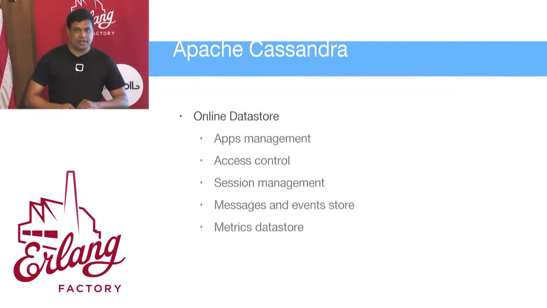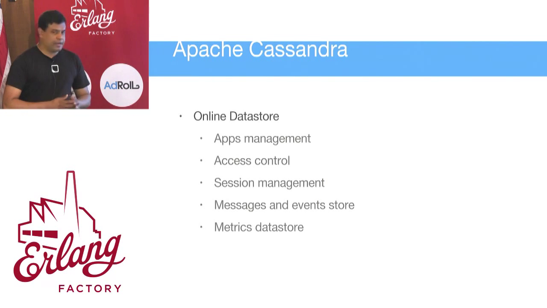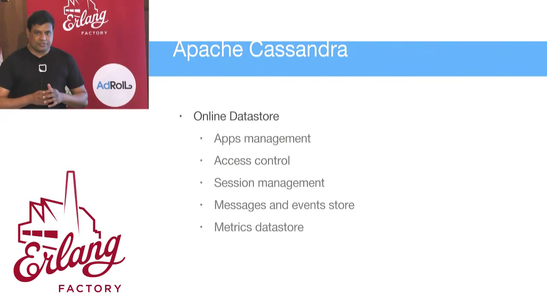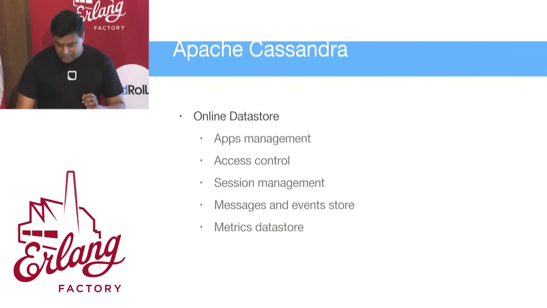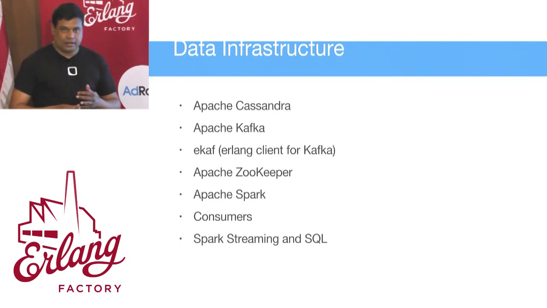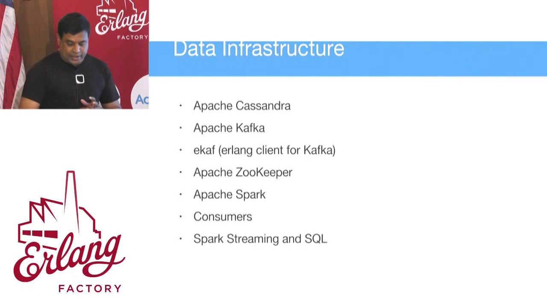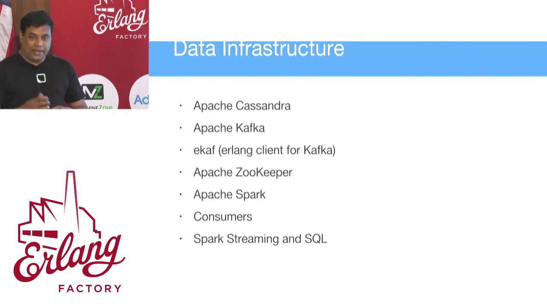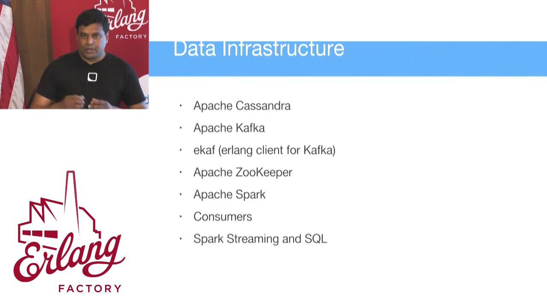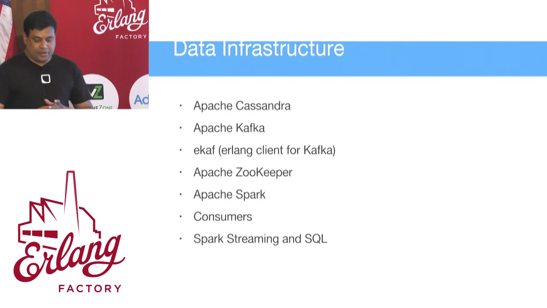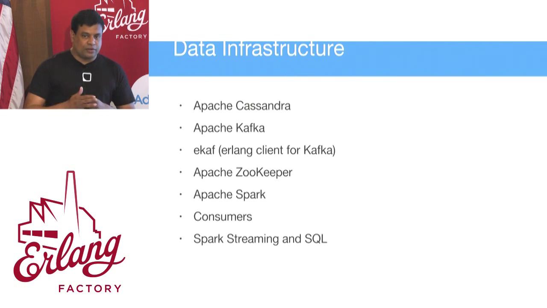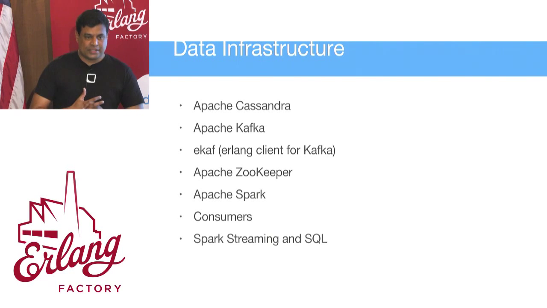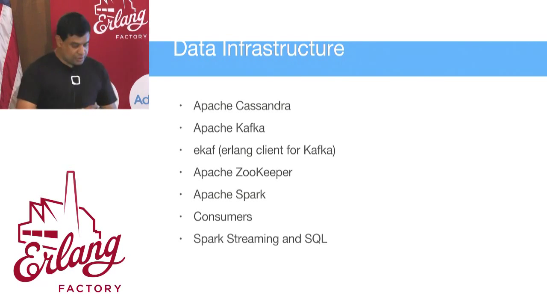Layer communication platform leverages big data and distributed systems to build internet-scale, large-volume messaging infrastructure. So we use a lot of Apache projects like Cassandra and Kafka, and we use ECAF, which is an Erlang Kafka client, to produce data, Zookeeper for service discovery and config management, and Apache Spark for in-memory data analytics. And we have homegrown Scala consumers as well as Spark streaming jobs.